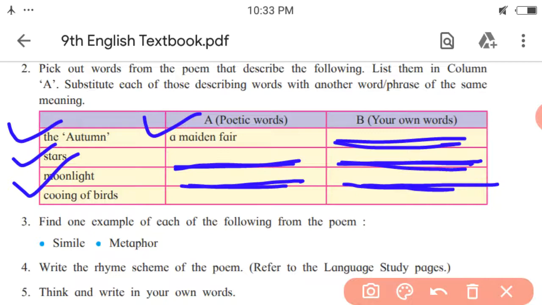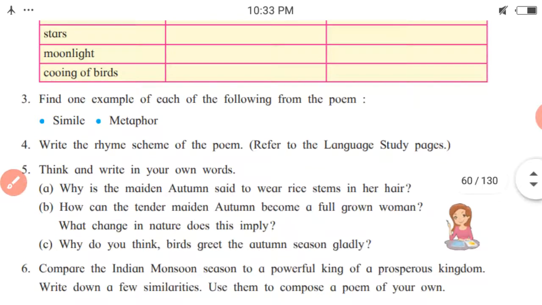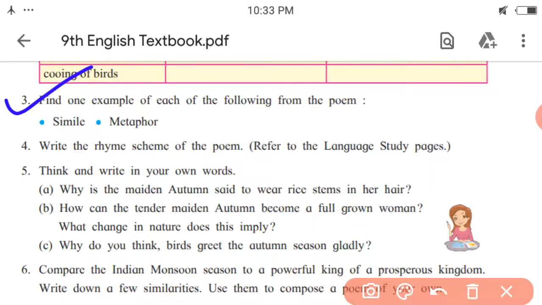Silver moonlight or silvery. Next one, cooing birds. How are they? A bracelet tinkling. What does it mean? A musical sound or a soft ringing sound. Next one, find one example of each of the following from the poem. First, simile. It is one of the figures of speech. So find the example of simile from the poem.